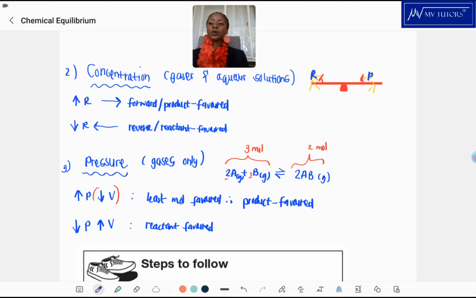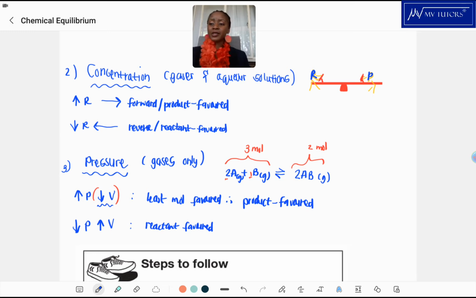I would advise you to look at it this way. If you increase pressure, you are reducing volume. So look at the least. If volume will be reduced, look at the least amount of moles. That's how I would look at it. If the volume is increased, meaning the pressure is reduced, look at the most amount of moles on your reactant side or product side. And that's how it works.